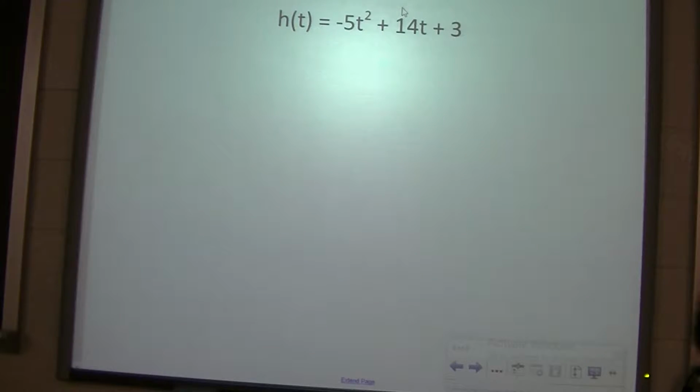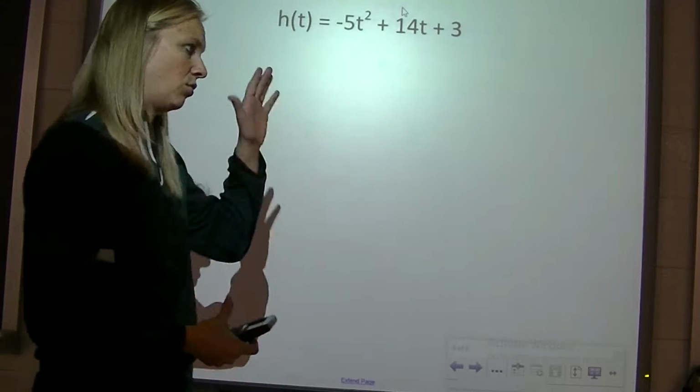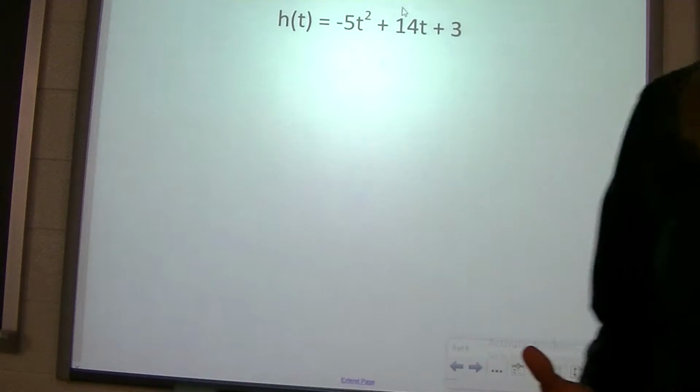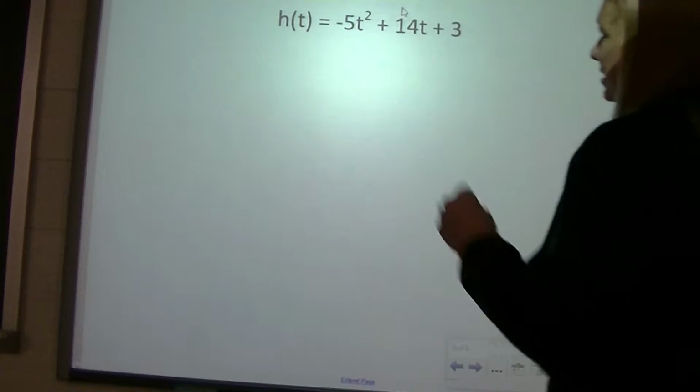We could see at what height the ball is initially thrown. That would be your y-intercept. Our x-intercept would be where the ball lands. So there's a lot of things that this graph could tell us, but this specific problem is only asking us what's the maximum height.